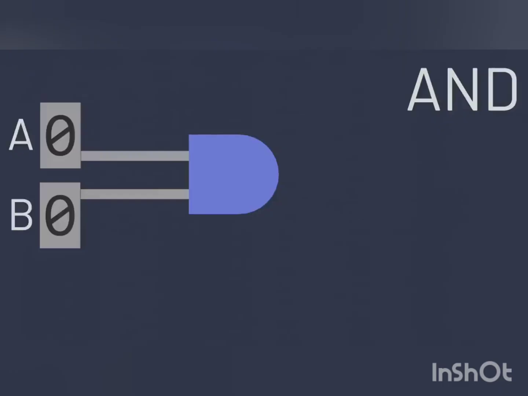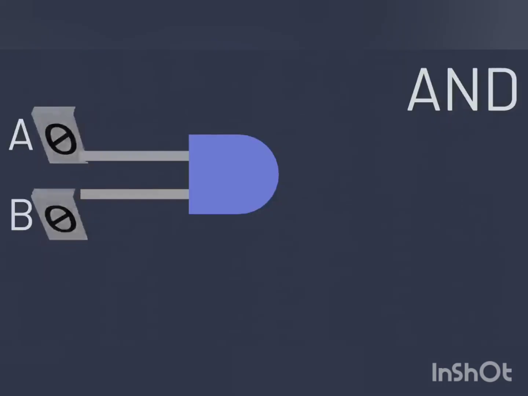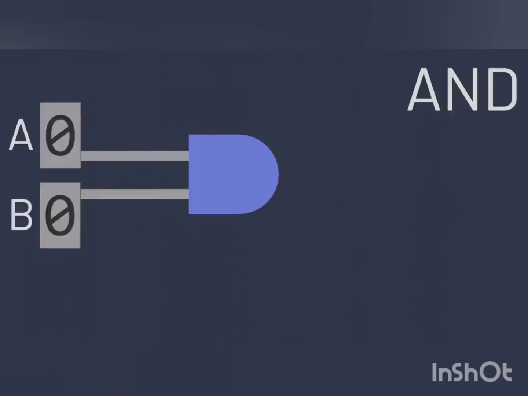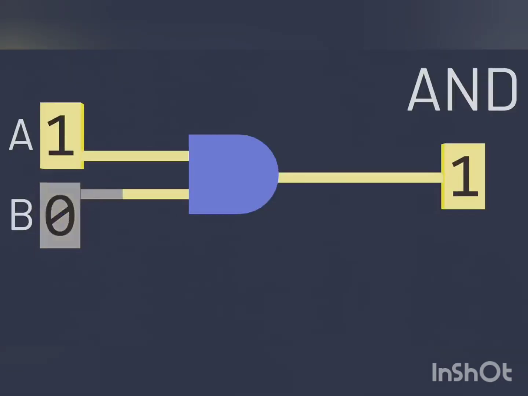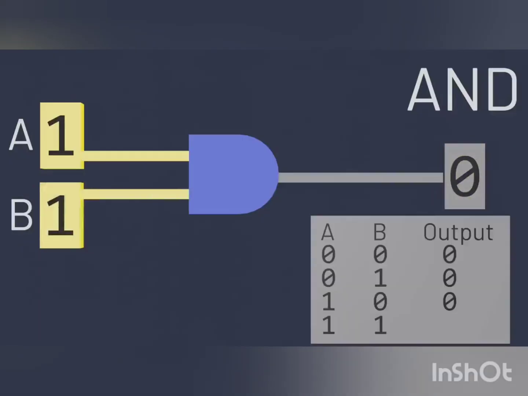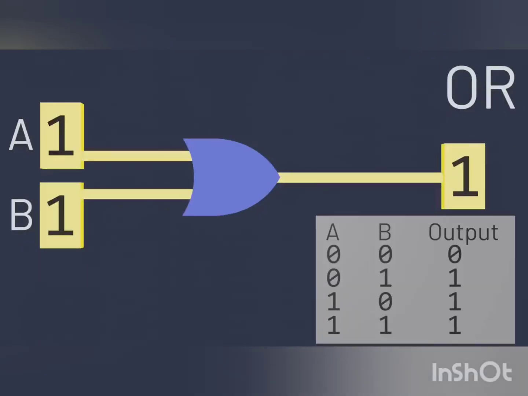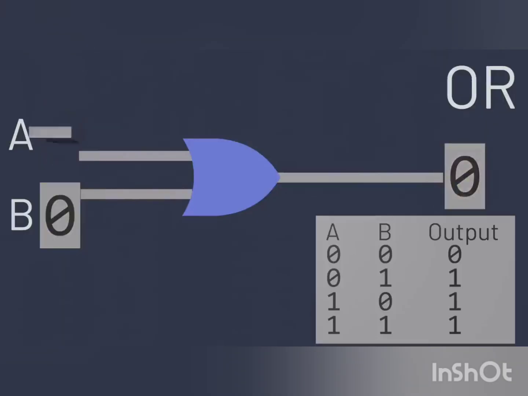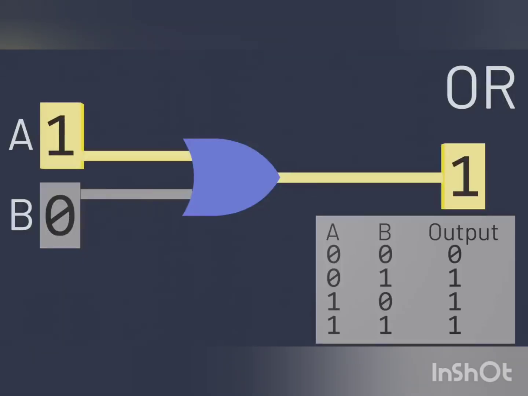First, the AND gate. An AND gate only outputs a 1 when all its inputs are 1. If even one input is 0, the output becomes 0. This gate represents strict conditions: everything must be true. Next, the OR gate. An OR gate outputs 1 if at least one input is 1. It is more flexible, only one condition needs to be true.